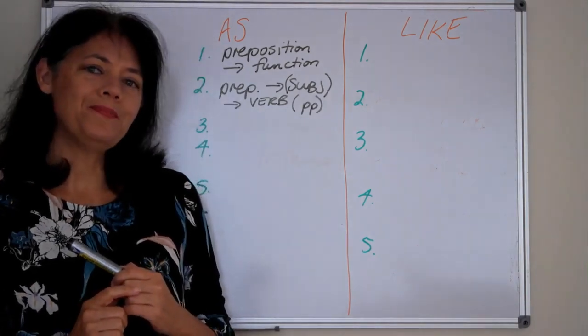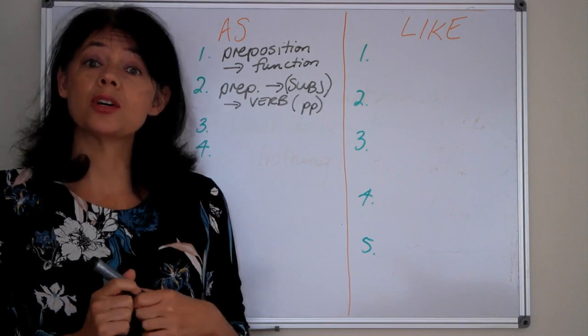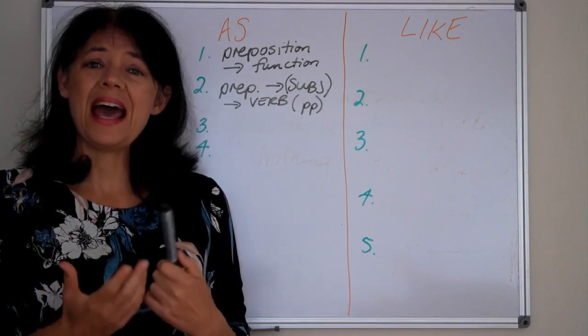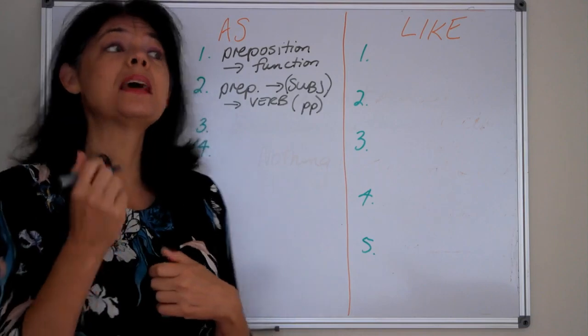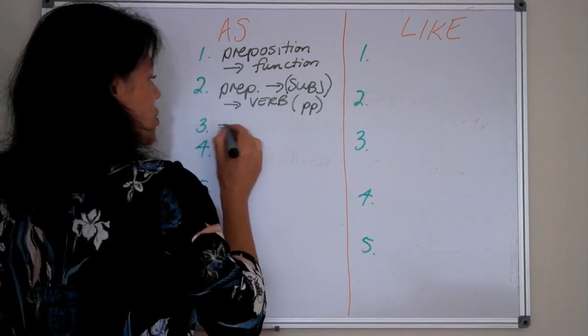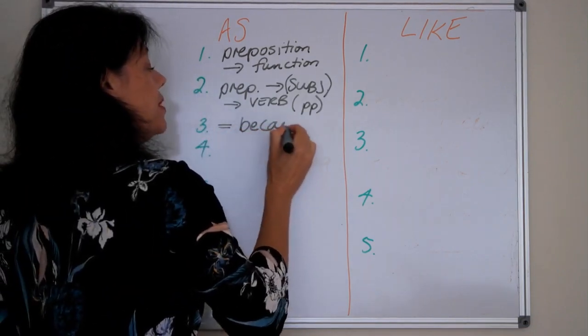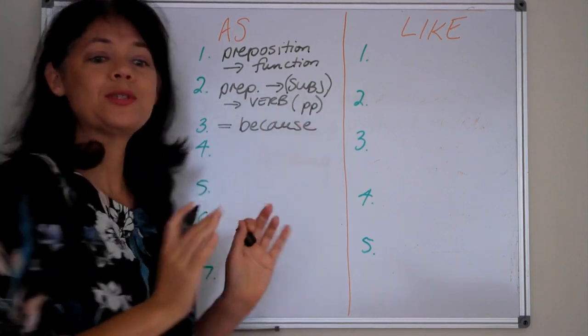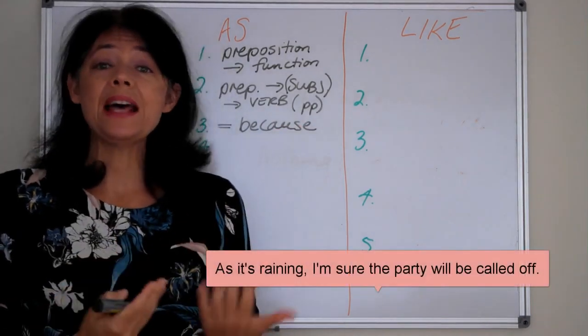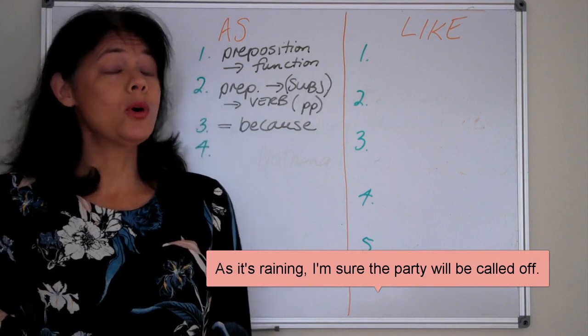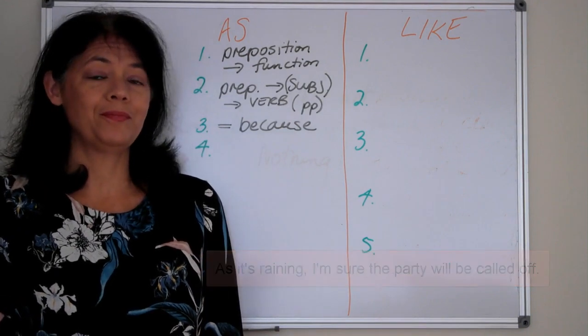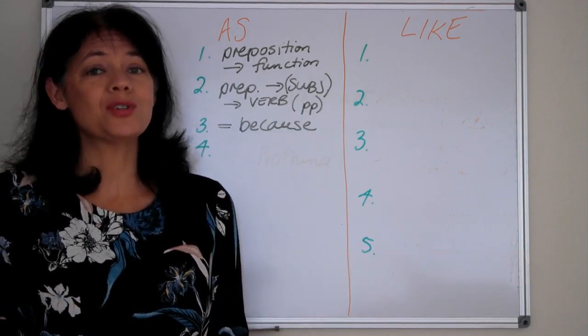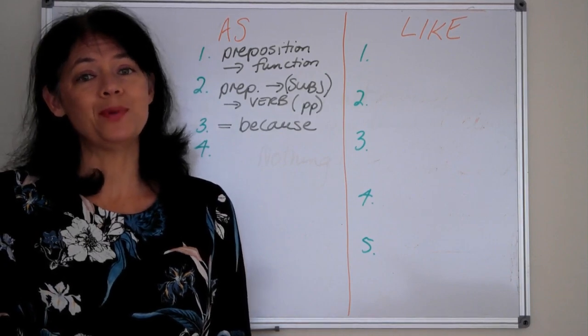The third one is not a preposition, it's a conjunction. And as simply means because. So as can mean because. That's all. As it's raining, I'm sure the party will be called off. Which means because it's raining, I'm sure the party will be called off.